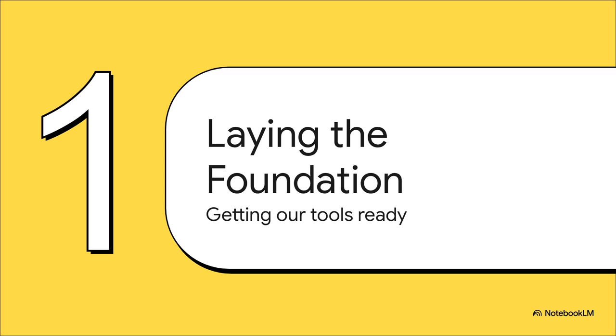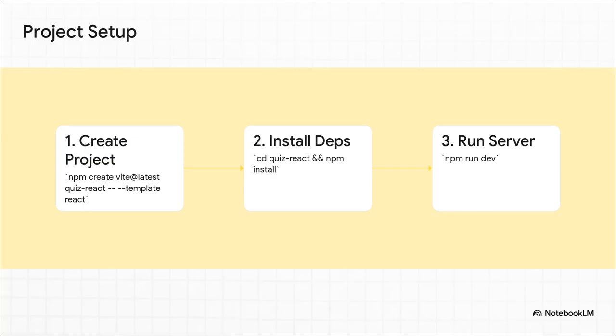All right, so where do we even begin? Well, every great project starts with a solid foundation. So let's get our tools and our project structure all set up and ready to go. You're not going to believe how fast we can get this up and running thanks to Vite, a super fast modern build tool. It's just 3 little commands. First, we create the project. Second, we install all the dependencies. And third, we run the dev server. And just like that, boom, we're ready to start coding.